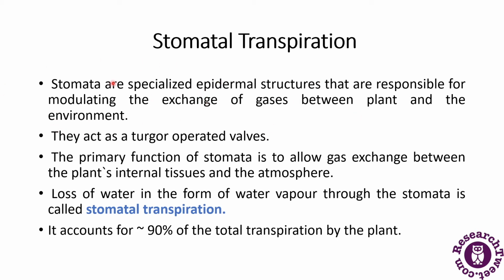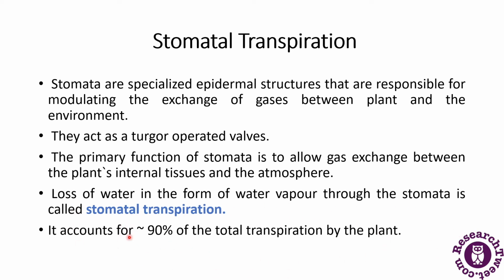So stomata is responsible for the exchange of gases. They act as turgor operated valves. The primary function of the stomata is to allow the exchange of gases between the plant's internal tissue and the atmosphere. Loss of water in the form of water vapor through the stomata is called stomatal transpiration. It accounts for about 90% of the total transpiration by the plants.